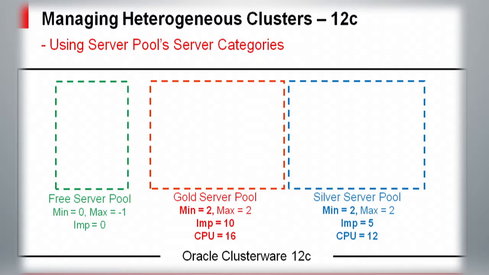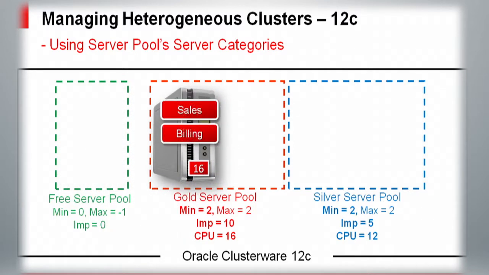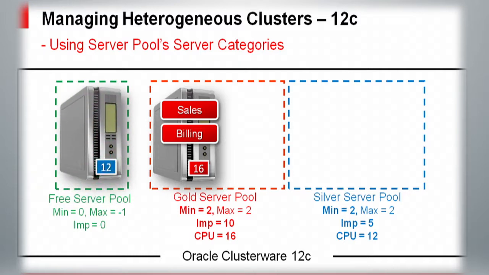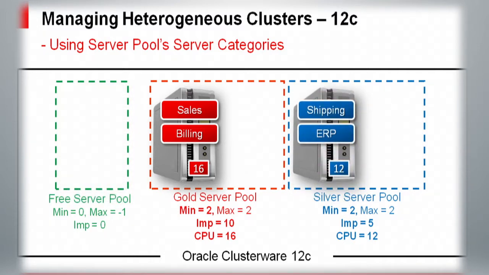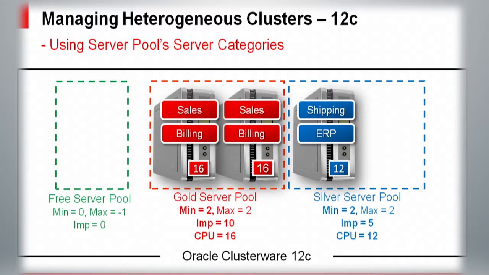ensure that my gold server pool gets the newer servers. And so by giving the server pool a category designation of 16 CPUs versus the silver pool of 12 CPUs, when a server joins or starts up, it will go to the appropriate pool. I don't have to manually allocate it. So when a 12 comes along, even though I haven't met the minimum requirement for the gold pool, it will land in the silver pool. And likewise, when I finally get a gold quality server, it will now join the gold pool, and then finally my 4th one will join the silver pool.